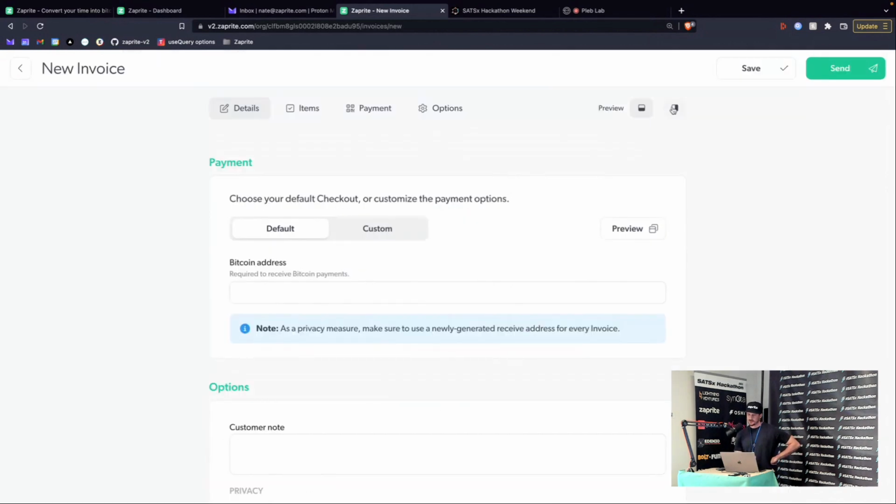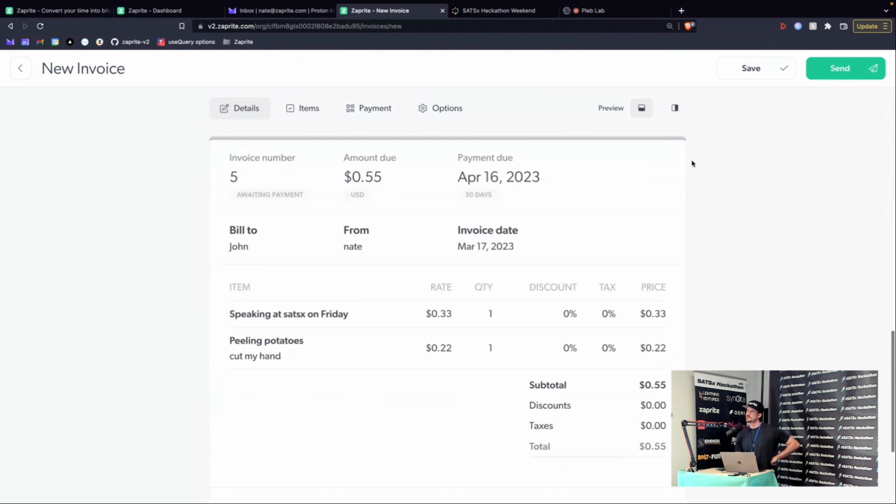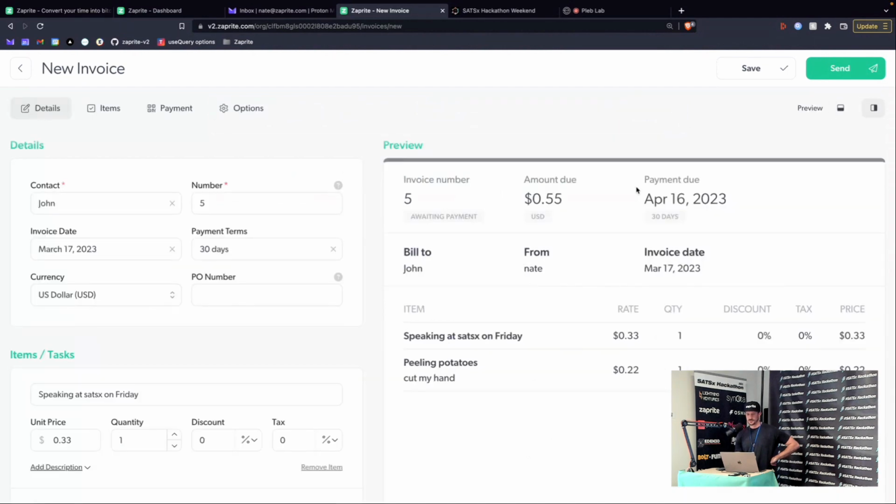One thing I want to highlight on V2 is we've added this preview button here. If you're familiar with V1, the preview is always at the bottom of this invoice creation page. Now you can click this horizontal mode preview, and you'll get the whole thing side by side.